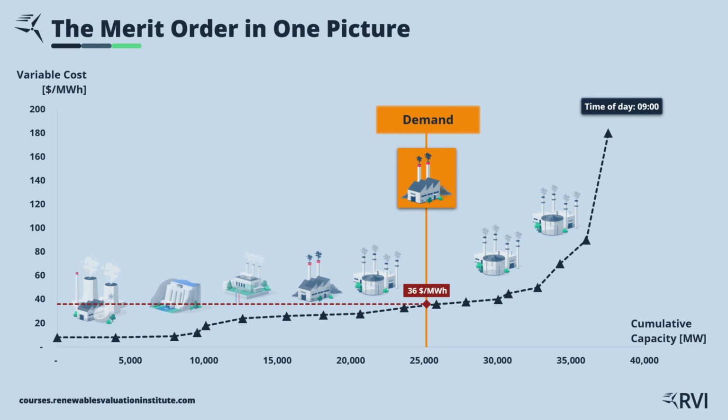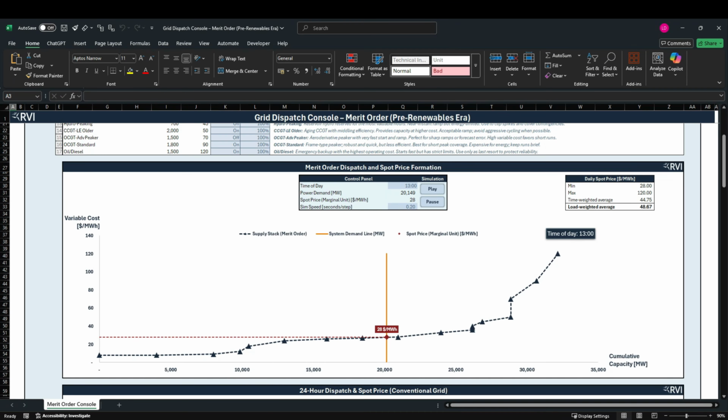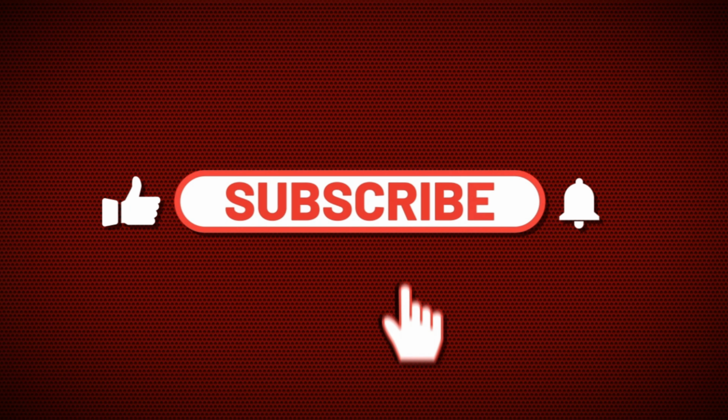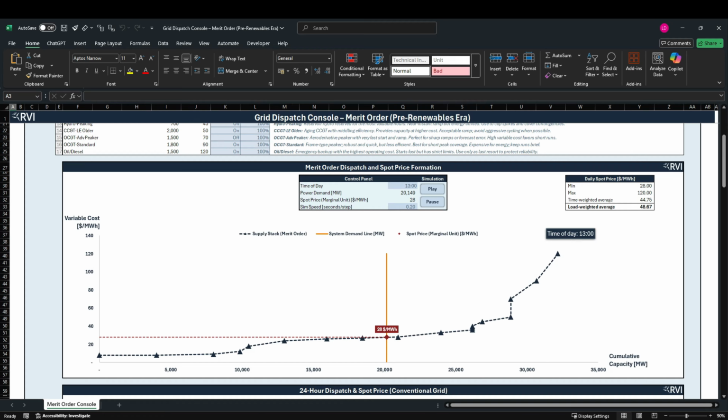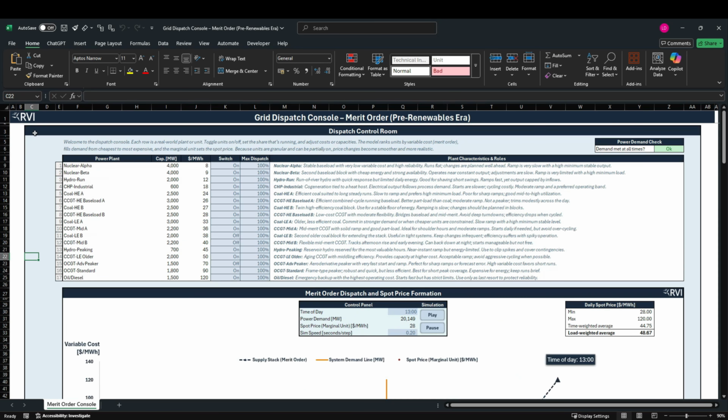Now, let's watch how this plays out throughout the day in the Excel model. By the end of this demo, you will be able to read a merit order chart, identify the marginal unit at any time of the day, and predict how outages or plant disruptions move the spot price. Alright, let's step into the grid operator's shoes and take a look at how the system actually works.